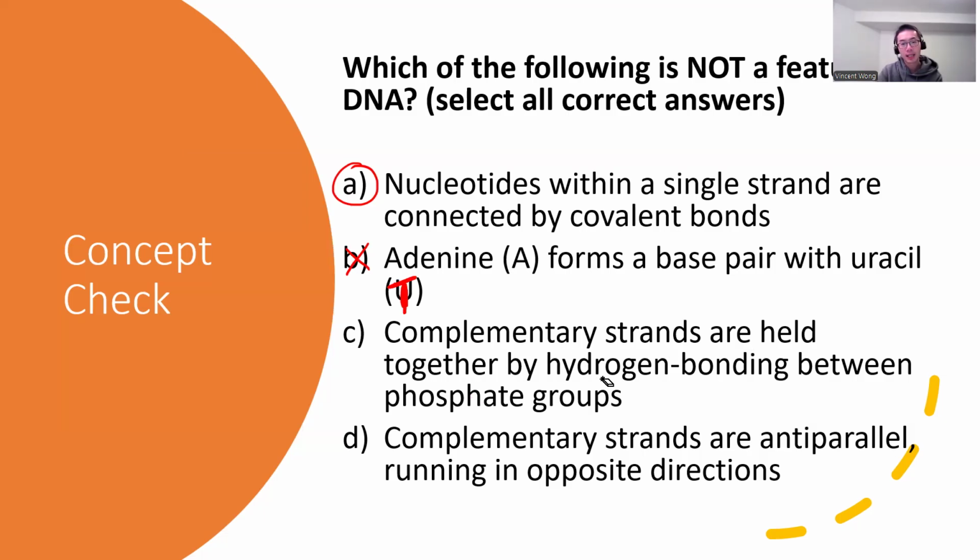Complementary strands are held together by hydrogen bonds between phosphate groups. That's false. Yes, it's hydrogen bonds, but it's not the phosphate group. It is the nitrogenous base. Complementary strands are anti-parallel, running in opposite directions. That is true. So the first one and the last one are the correct ones.